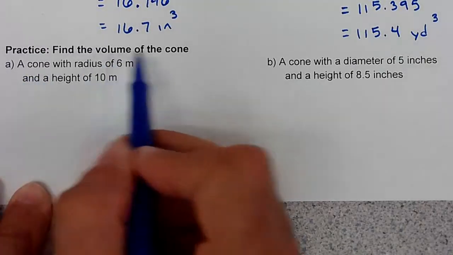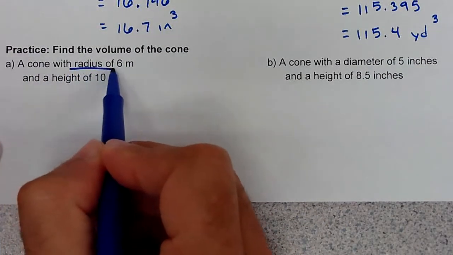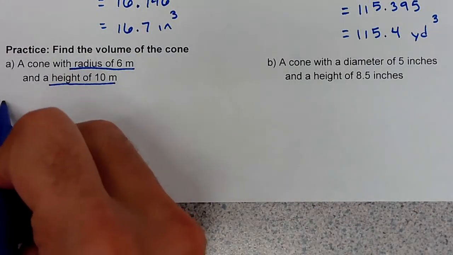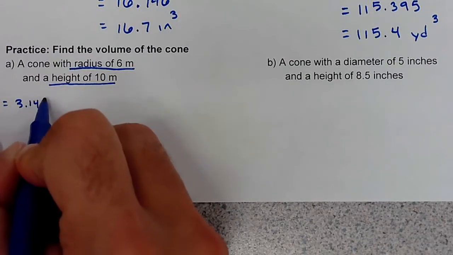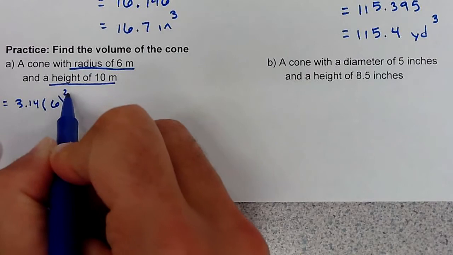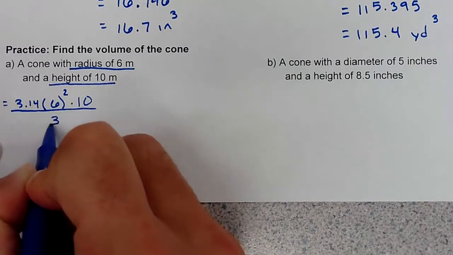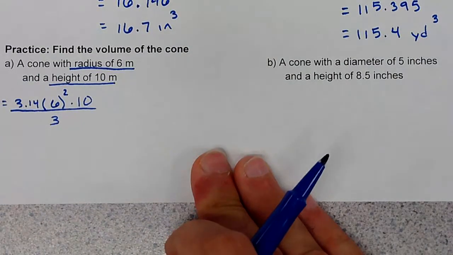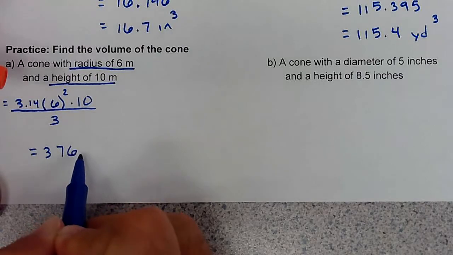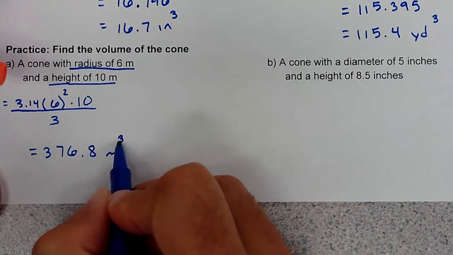We're going to find the volume of a cone, but here we have a description. So I know the radius is 6, and I know the height is 10. So I'm going to start with my formula. 3.14 times the radius, 6 squared, times 10. I'm going to divide that whole answer by 3. That gives me a final answer of 376.8 meters cubed.